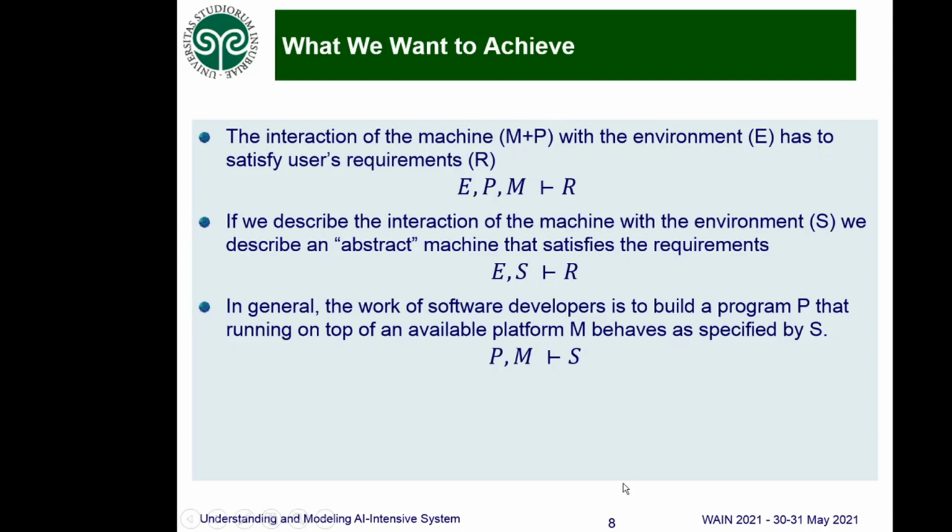The description S corresponds to the specification of the system in terms of its I/O. Usually there are several different definitions of S that satisfy R. One of these is chosen, usually based on considerations concerning cost, development time and so on, and S is then implemented via M and P. Therefore, we can say that M and P entail S.